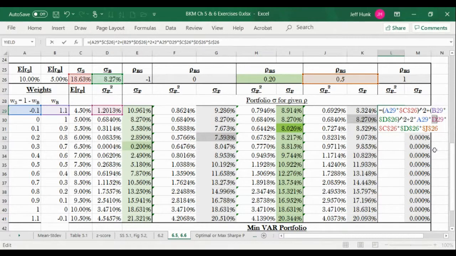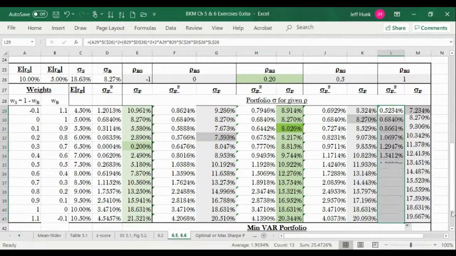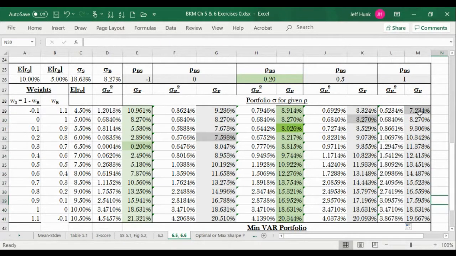Interesting thing, I can also lock only the column. And our correlation is in L26 now. I hit enter and I drag it down. What do you see here? If the correlation is 1, this is the minimum variance, minimum standard deviation. Minimum variance is achieved when you short the stock and put 110% into the bond portfolio.